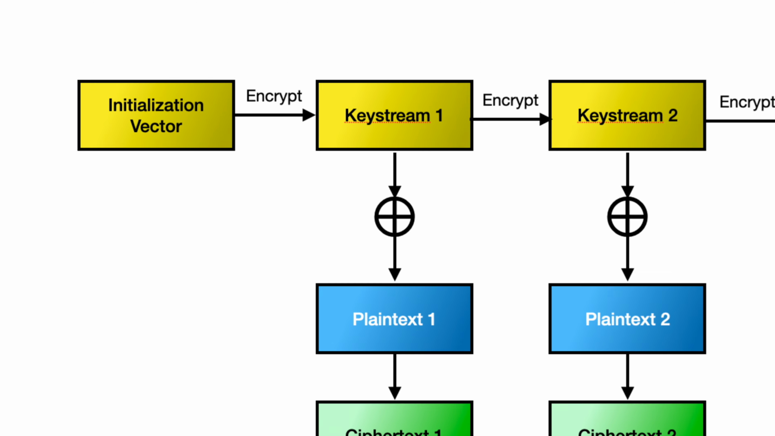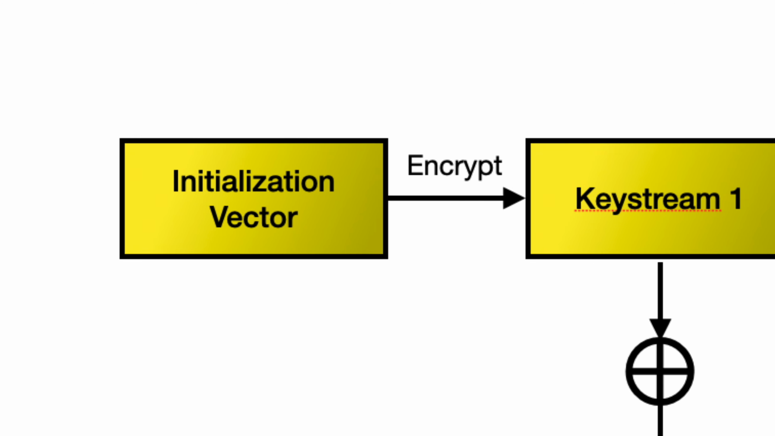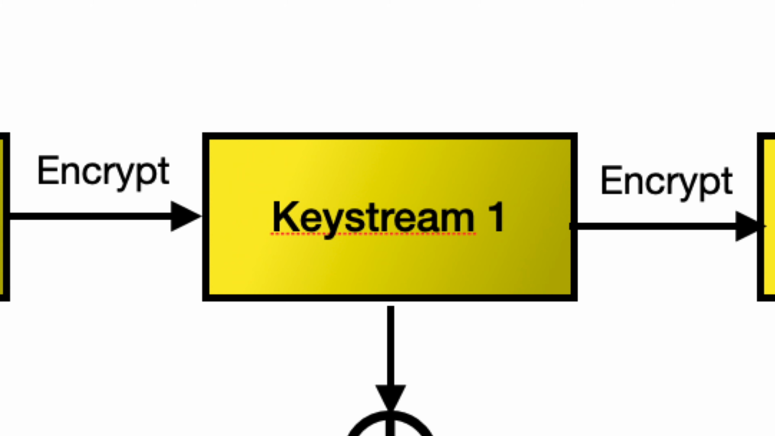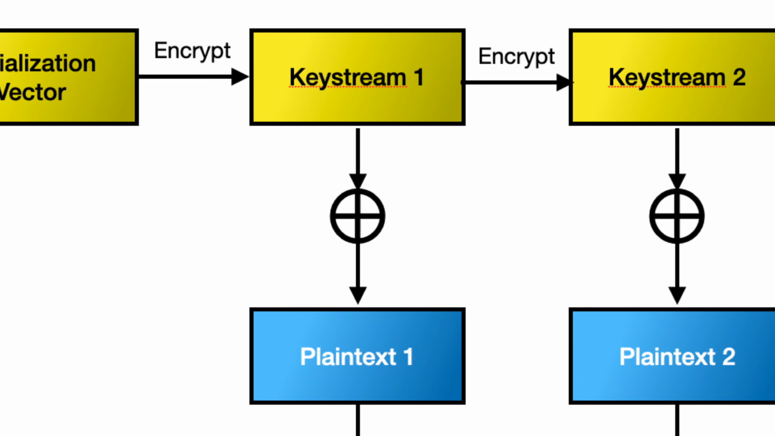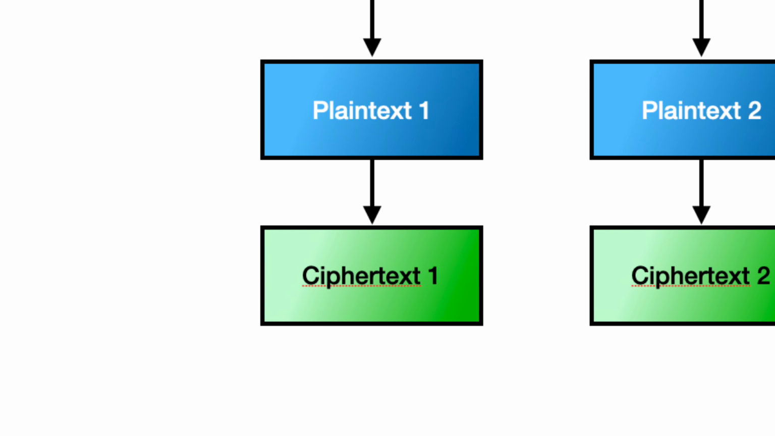So first of all, there is an initialization vector and we encrypt it using the given block cipher. Let us say that the size of the initialization vector is 64 bits. So after the encryption, this key stream 1 will also be of 64 bits. Now, this key stream 1 is XORed with the plain text 1, and the plain text is also divided into the same size of blocks. So these two blocks are XORed and we get the ciphertext 1.